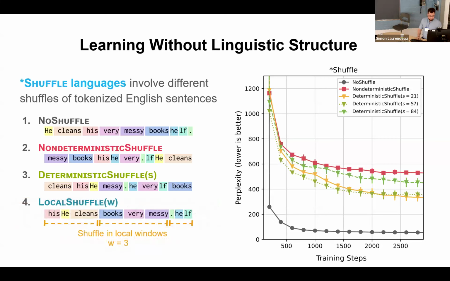If you then shuffle things in a local way, going through with a small window and applying the same deterministic shuffling, this is still going to destroy the hierarchical structure of the language, but it's not going to move things as far away. Then you still get that you cannot learn these things as well as actual natural language, but you still do better than the full global shuffling.